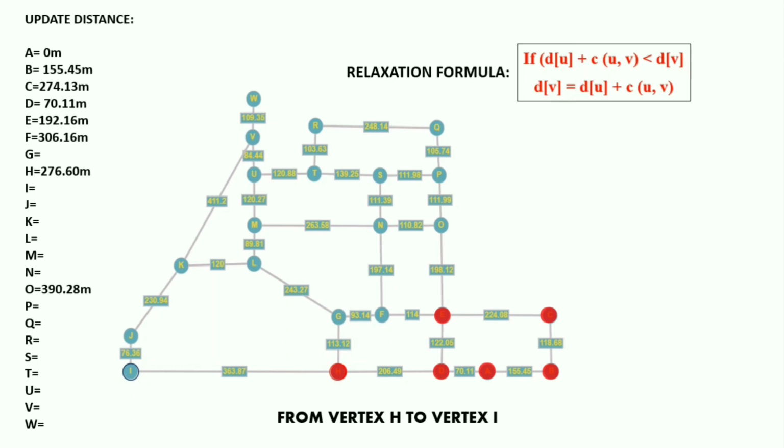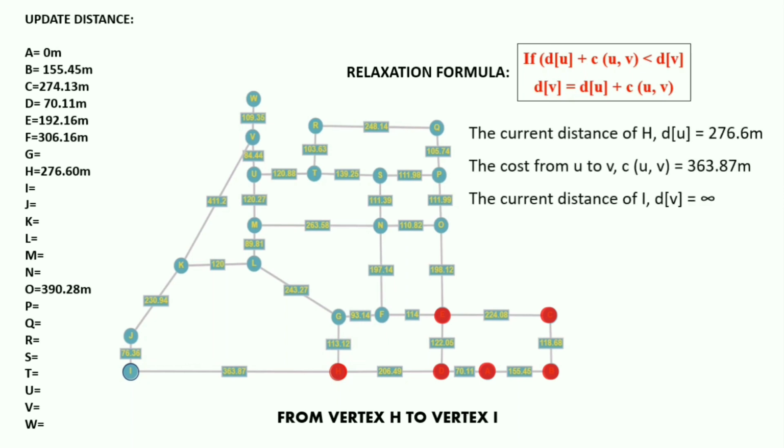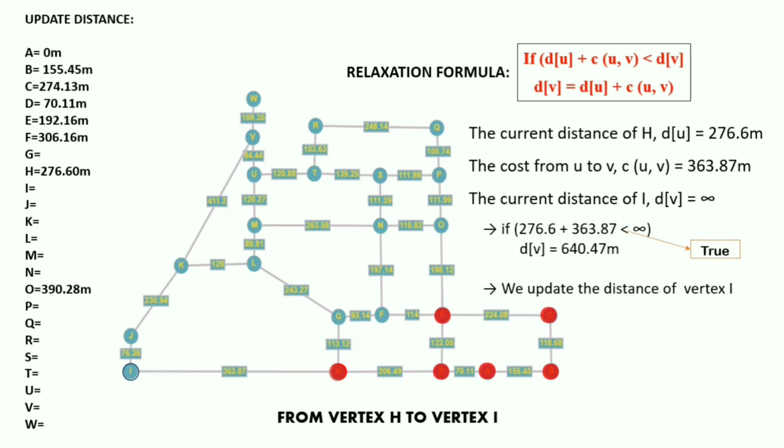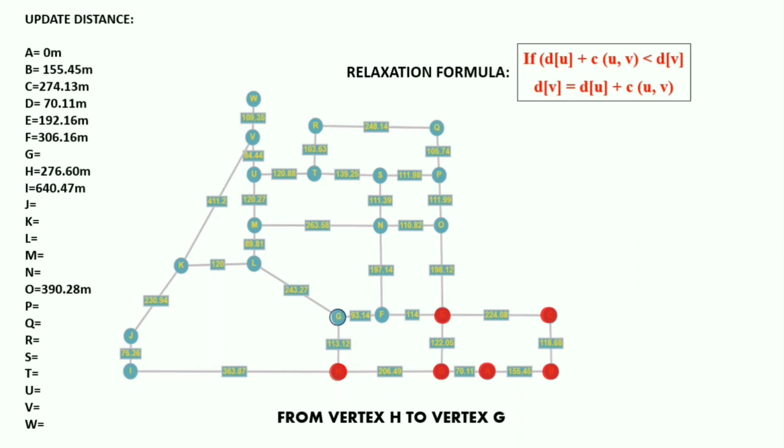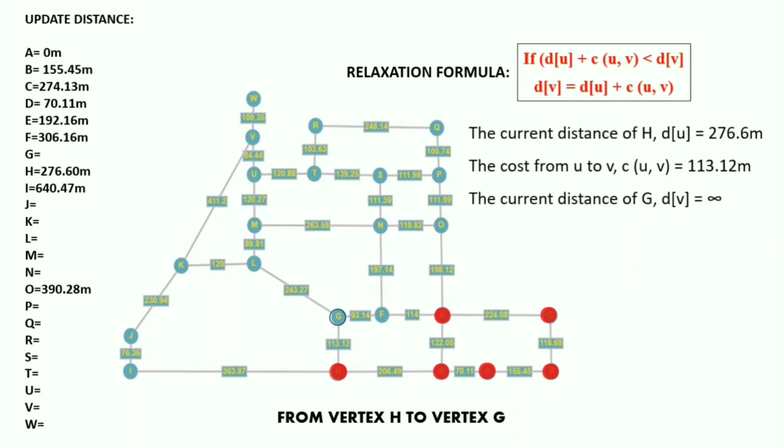We will start from vertex H to vertex I. The current distance of H is 276.6 meter, while the cost from U to V is 393.87 meter, and the current distance of I is infinite. So this is the condition. The condition is true, so we will update the distance of vertex I. Next, from vertex H to vertex G, the current distance of H is 276.6 meter, while the cost from U to V is 113.12 meter, and the current distance of G is infinite.